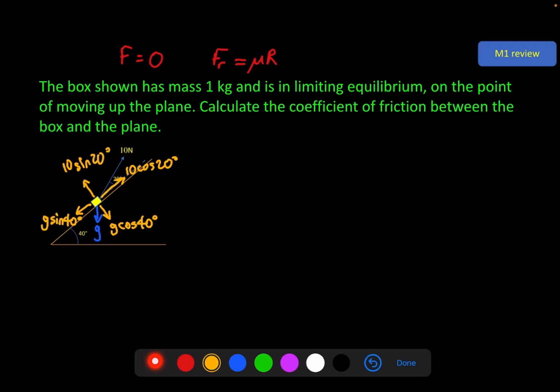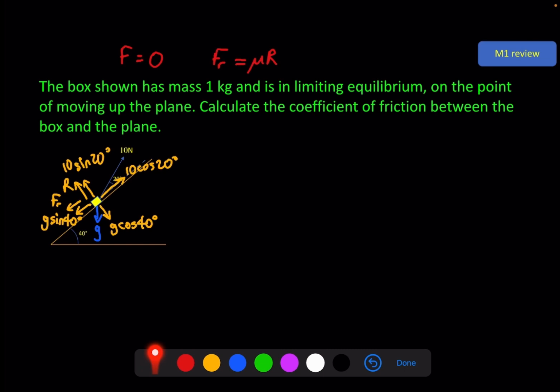Now we also have the normal reaction force going this way, which I'll call R, and that R is the same as this R in this equation here. But we also have friction, and that's where this phrase up the plane is important, because if it's on the point of moving up the plane, we know that friction always resists motion, so the friction must be acting down the plane. That's a very important thing to realize. So we've also got friction acting down the plane here.